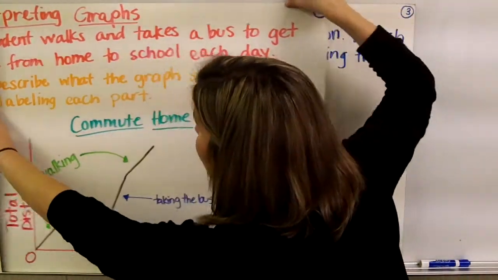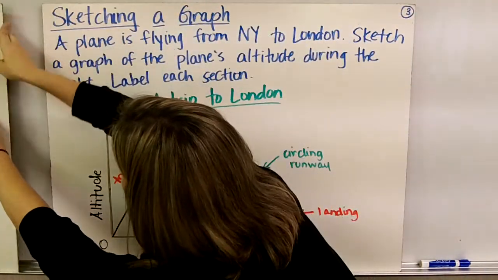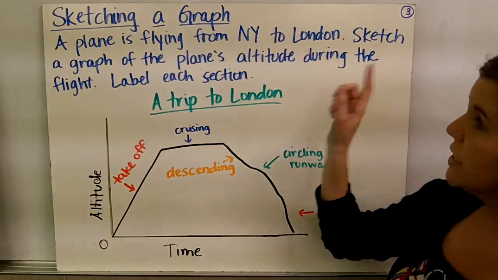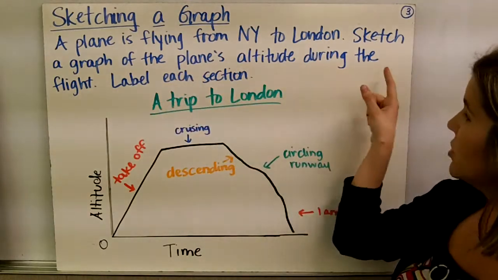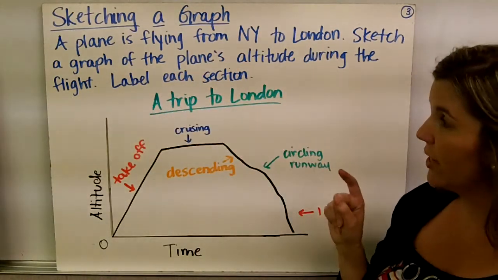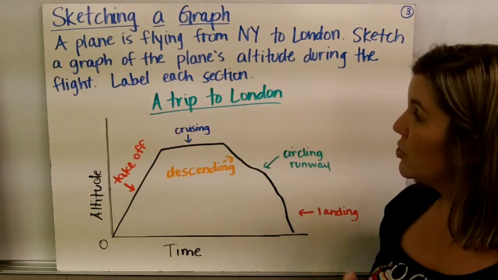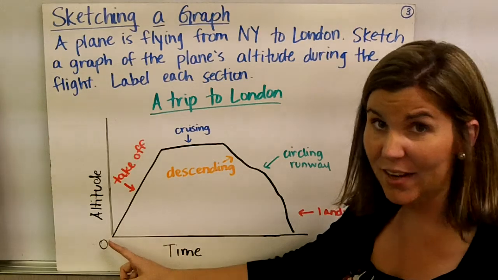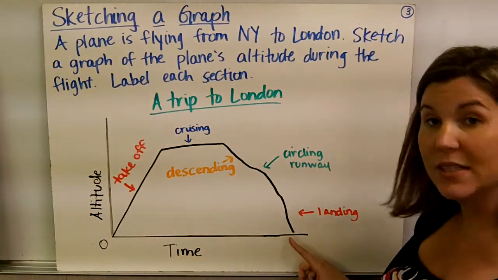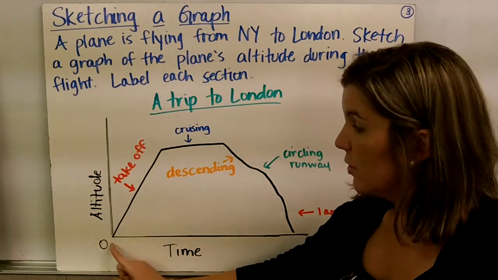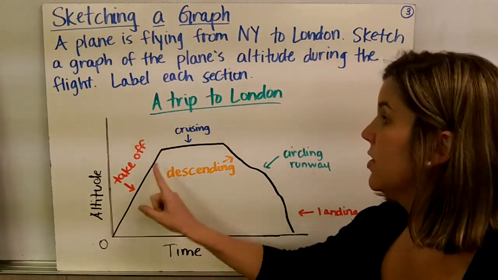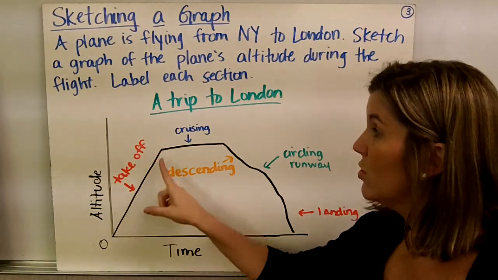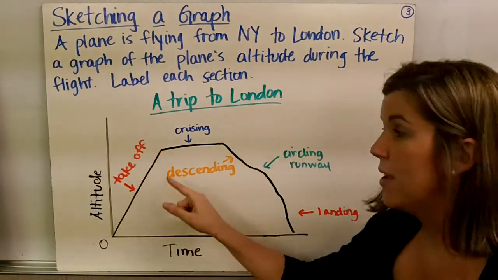All right, after interpreting, we're going to talk about sketching a graph. A plane is flying from New York to London. Sketch a graph of the plane's altitude during the flight. Label each section. So here's a graph of a trip to London. We have the altitude, that means the height the plane is in the air, and the time that the plane is in the air. So at first you're on the ground and you increase very quickly in height. So the altitude goes up very quickly. This is when you're taking off.